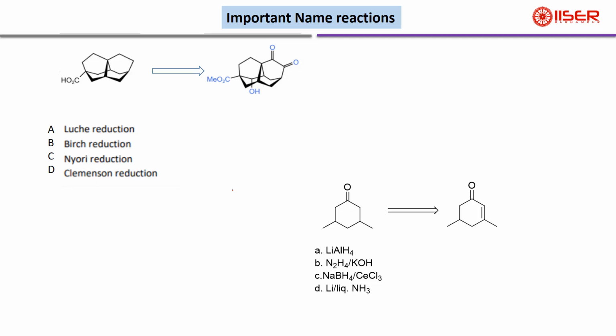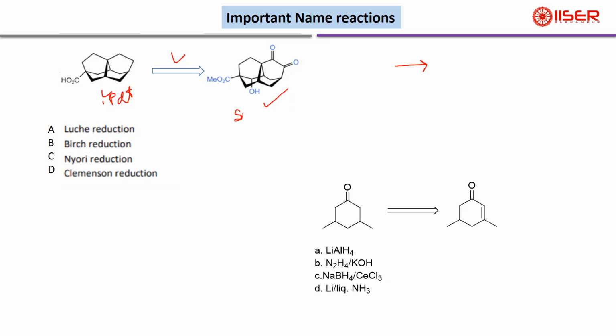So now let's move to the question. We have to plan the synthesis of this compound from this substrate. So this is the retrosynthesis sign, you know. The single arrow means the reaction is a forward reaction, and this double arrow means this is a backward reaction. So this is our product, and this is our substrate.